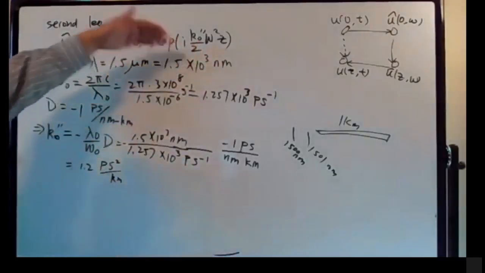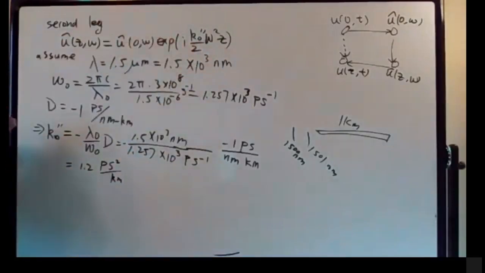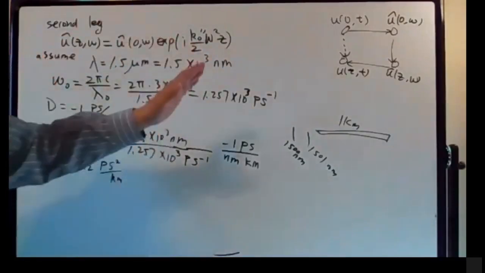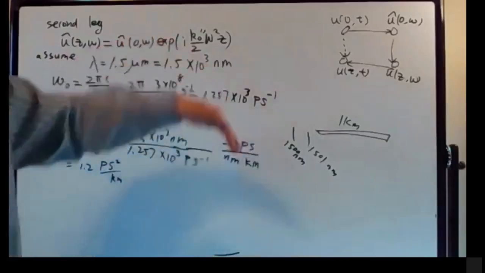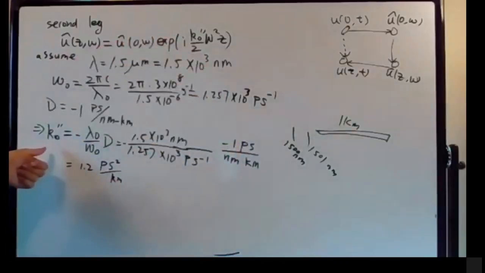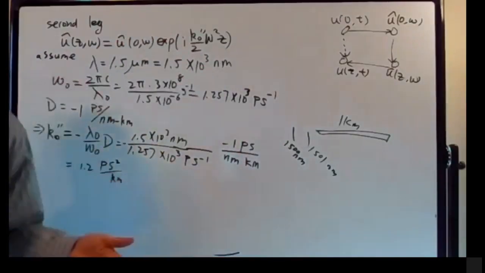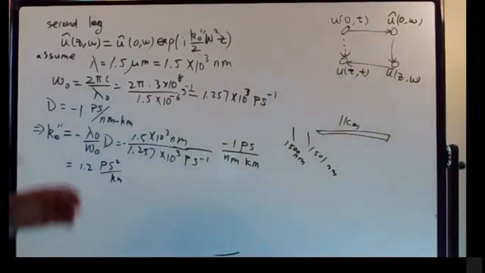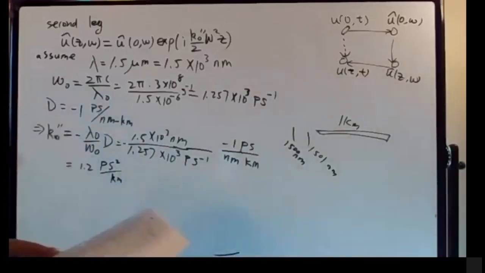And usually this omega naught is also a wavelength dependent number. For now, for this section, we're treating it as a constant. We'll do an approximation and treat this as a constant for now.